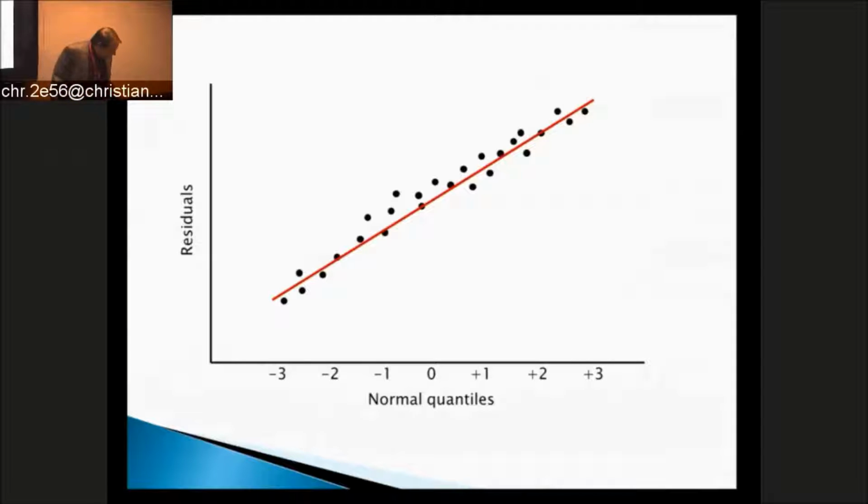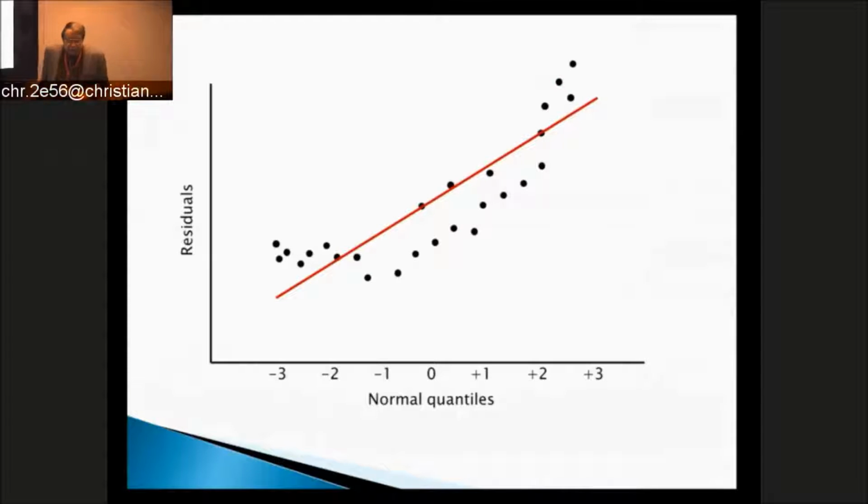On the other hand, if it looks something like this when you plot the residuals against the normal distribution, then we're in not so good shape. In fact, we have to do something else besides the regular regression to handle this, but that's another tech talk in and of itself.